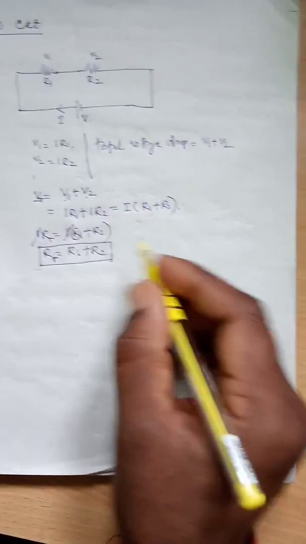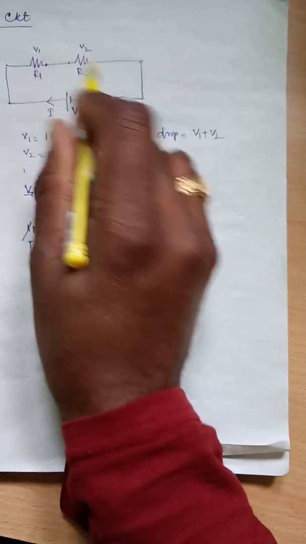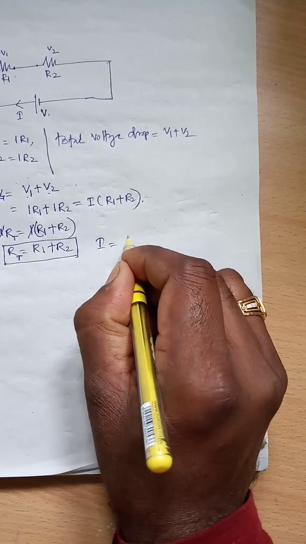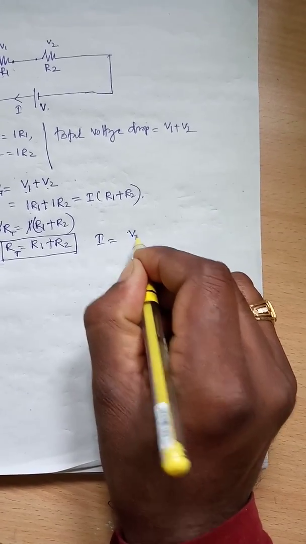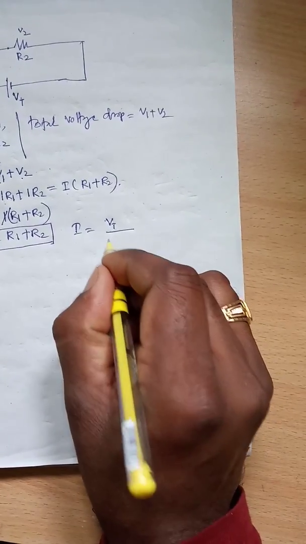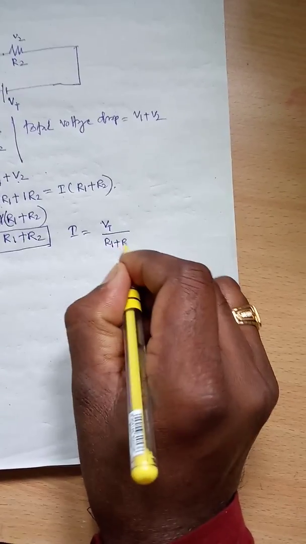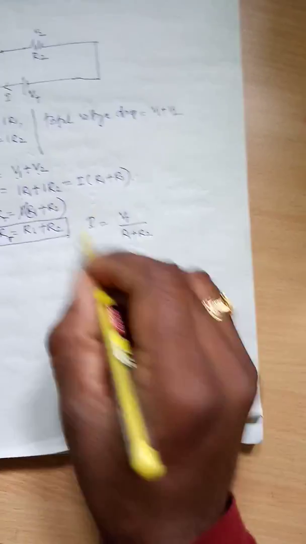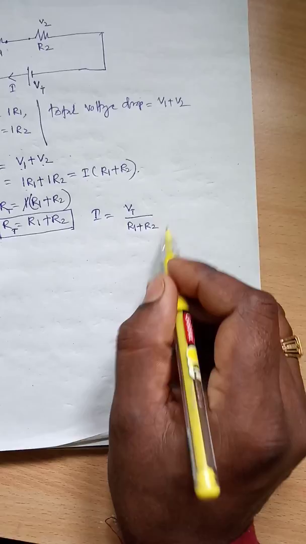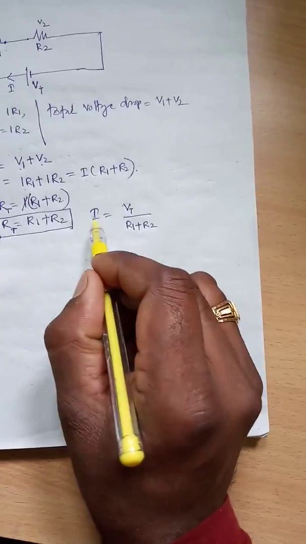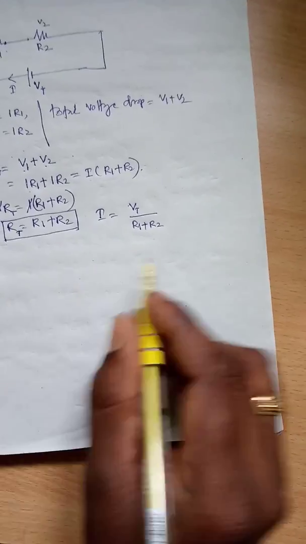Similarly, what amount of current is flowing through the circuit? The current I is equal to the total supply voltage VT divided by R1 plus R2. This is what we have to find out. That amount of current will flow through the entire circuit because I remains constant in a series circuit.